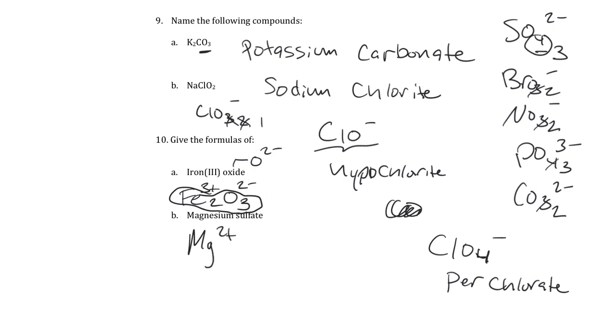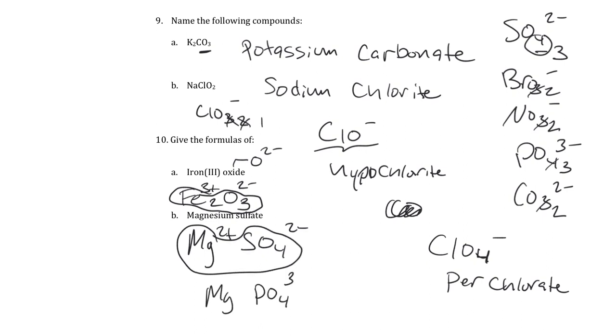Magnesium sulfate. Magnesium is a 2 plus. Sulfate's a 2 minus. So we'd have MgSO4. If you had magnesium phosphate, you just have a 3 and a 2, put some parentheses here, so that would be Mg3(PO4)2, magnesium phosphate.